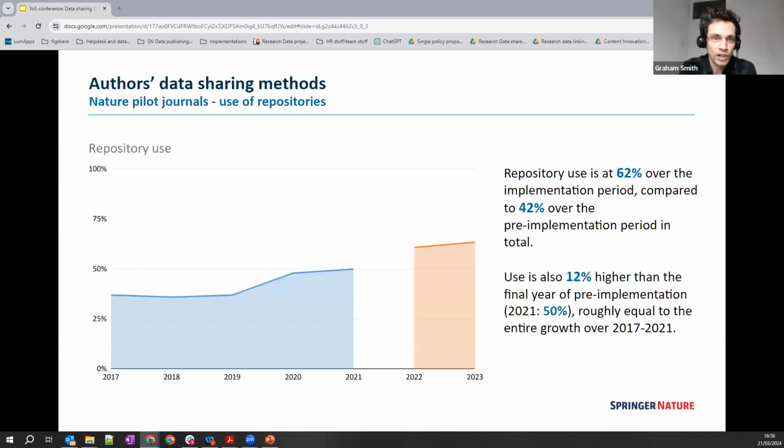And this, in turn, translated through to the published article, where we saw repository use really across the Nature portfolio. I've added a bit of a gap in here because there was a gap between when we added the integration. It's not a full year's data, but we could see 62% of articles using repositories when the integration was in place, compared to 42% in the pre-implementation period, which is actually 50% in the last year of that. So again, it correlates with this. It's not the same as doing a controlled trial on this, but we can really see that correlation between just adding an easier solution and getting more data into repositories.